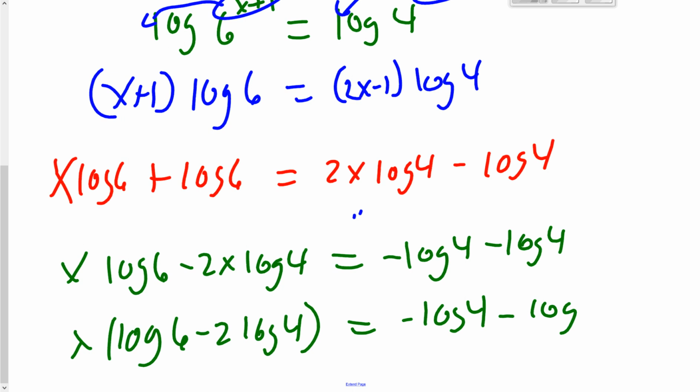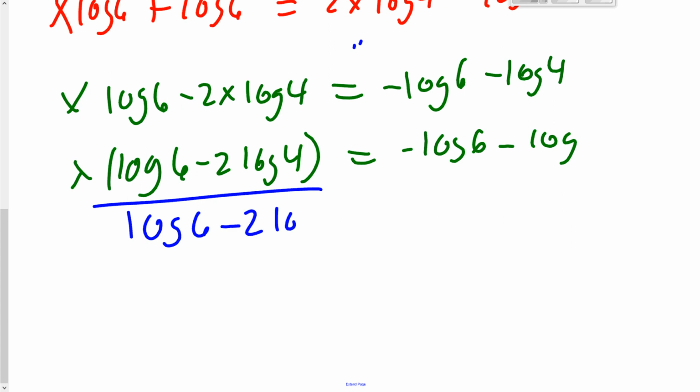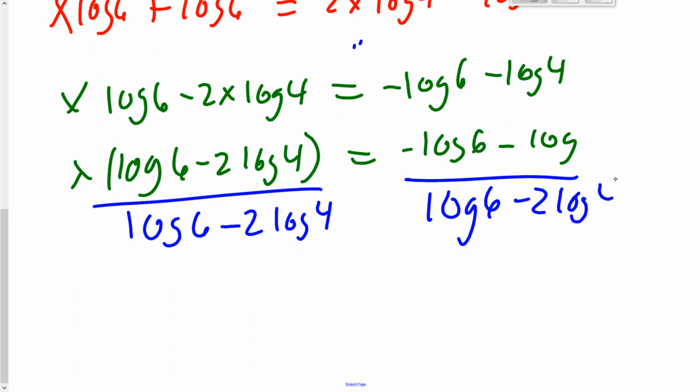That should be log 6, right? This right here is actually a 6, so you got to be careful there. Divide both sides by log 6 minus 2 log of 4. When you do this on your calculator, make sure you put those numerators and denominators in parentheses.